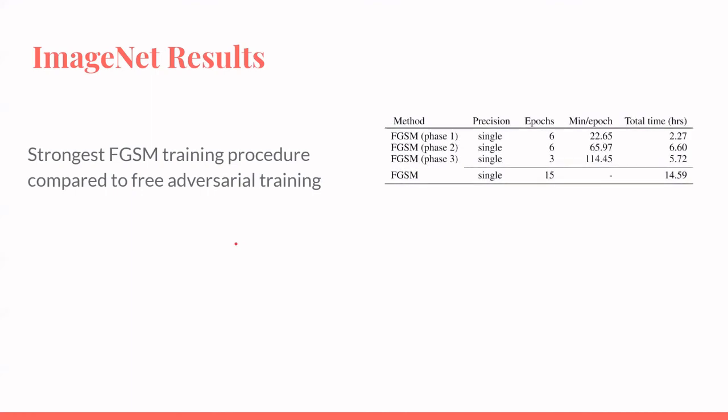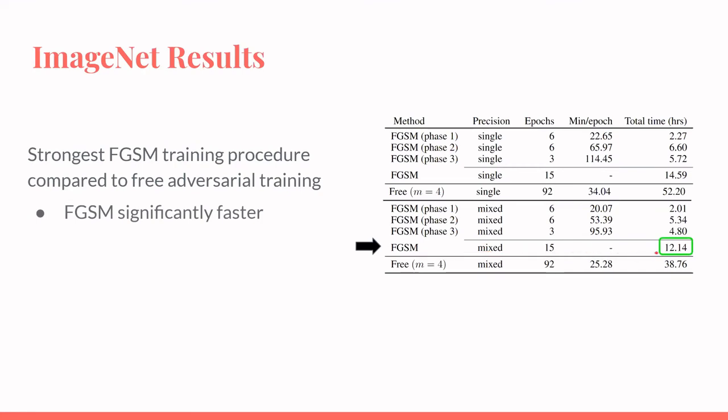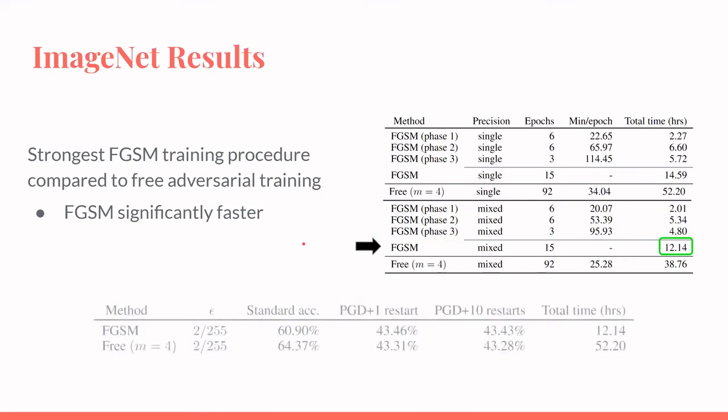Now for Imagenet results, they compare different FGSM models amongst each other to find the best model. They do so using single precision, and they compare FGSM with free training. Here we can see that FGSM gets to similar accuracy in significantly lower time. They do so again with mixed precision training, and again we see the same results. They carry this method, which takes 12.14 hours, forward for the other comparisons.